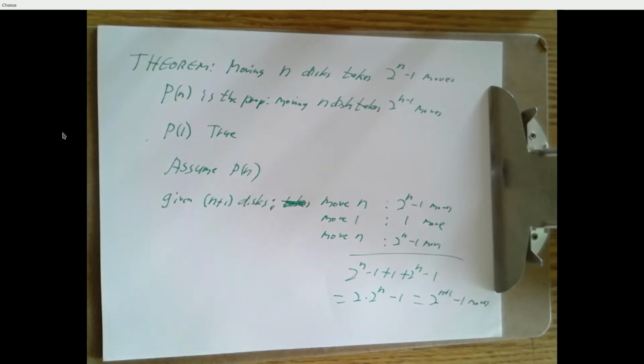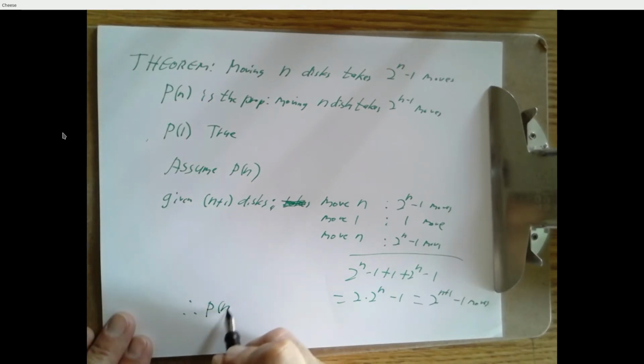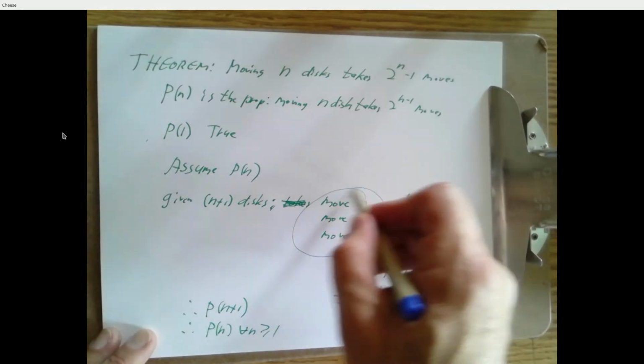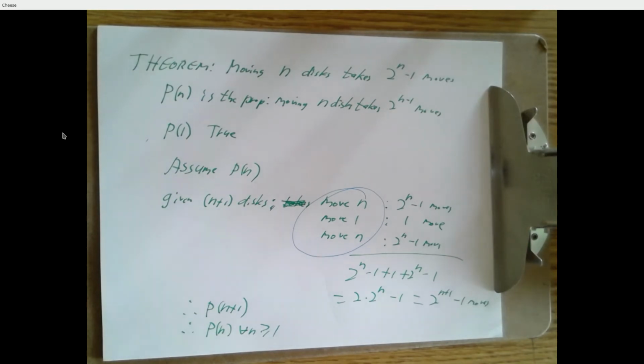So assuming P of n, we've shown we can move n plus 1 disks in 2 to the n plus 1 minus 1 moves, which means we've just shown P of n plus 1 is true. And so by mathematical induction, P of n is true for all n bigger than or equal to 1. But this part of the proof is actually the key to how to actually solve this puzzle. Right? Move n disks, move 1 disk, move n disks.